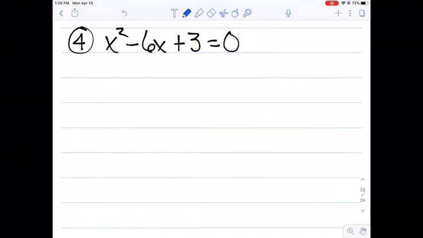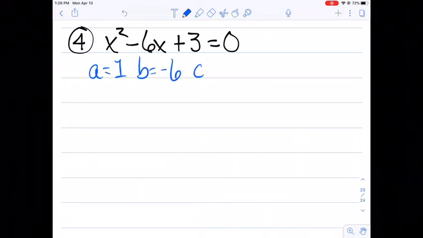Okay, so if you do it correctly, again, it's already set equal to 0. That's not the point here. The point is the answer is going to be a little bit weird, so we need to make sure we get that simplified as much as we can. So A is 1, B is negative 6, C is positive 3. Okay, so plug them in the formula.